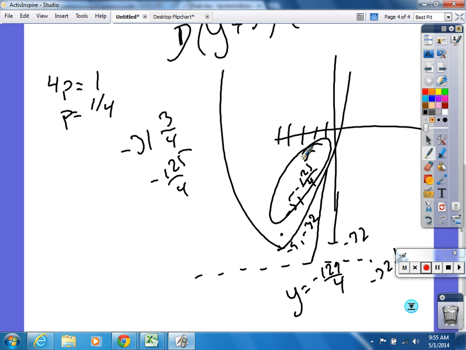You would set 4p equal to 7. That is equal to the directrix. And notice the directrix isn't a point, it's a line. Right? It's not really an asymptote, but it's okay. It's an imaginary line.